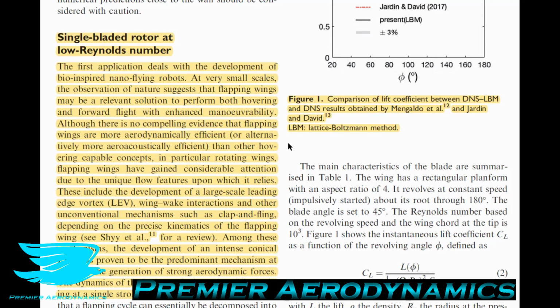One of the major pieces of evidence for this is when you look at the insects and birds with flapping wings. I've done some podcasts on this. You can find it on YouTube. But if you look at some of these insects and birds, the payload that they can carry compared to their weight is huge. So that's one major piece of evidence indicating that flapping wings are better than rotating or even fixed wings. In this case, I'm talking about rotating wings.